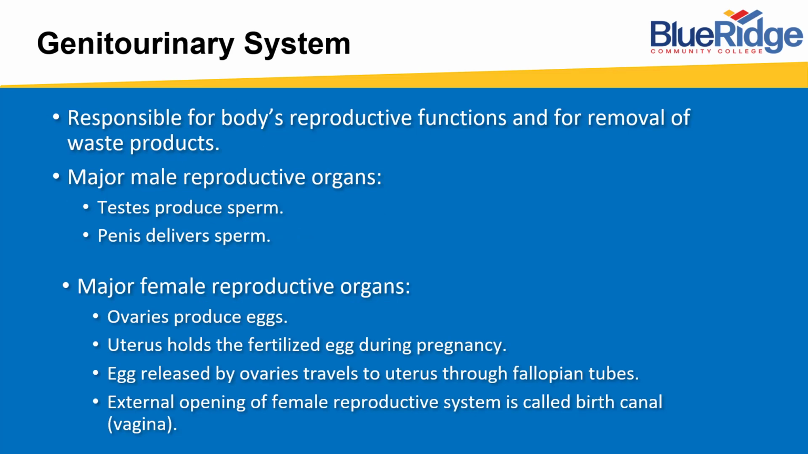The genitourinary system is responsible for the body's reproductive functions and for removal of waste products. The male major reproductive organs are the testes, which produce sperm, and the penis, which delivers the sperm. And the major female reproductive organs are the ovaries, which produce the eggs, and the uterus, which holds the fertilized egg during pregnancy. The egg released by the ovaries travels to the uterus through the fallopian tubes. The external opening of the female reproductive system is called the birth canal or the vagina.